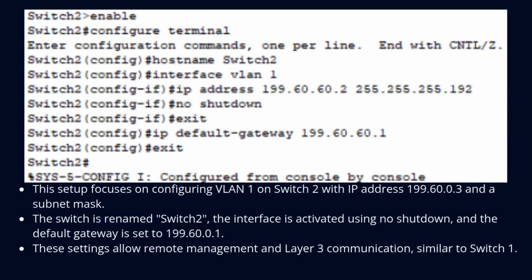So this is the setup focused on configuring VLAN 1 on switch 2 with IP address 199.60.0.3 and a subnet mask. The switch is renamed switch 2, the interface is activated using no shutdown, and the default gateway is set to 199.60.0.1. This setting allows remote management and layer 3 communication, similar to switch 1.